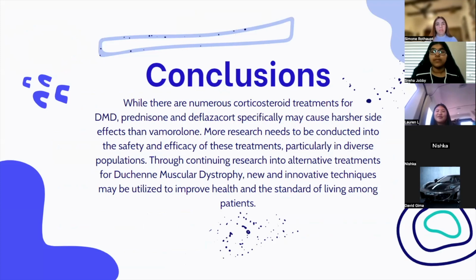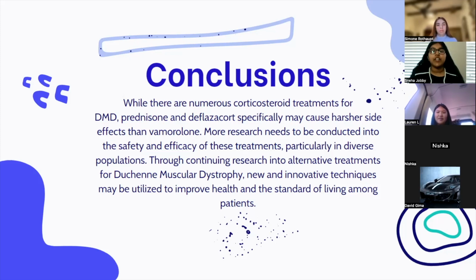To conclude, Duchenne muscular dystrophy is a rare genetic X-linked disorder that causes progressive muscle degeneration. While there are numerous corticosteroid treatments for DMD that slow rates of disease progression, standard steroid treatments such as prednisone and deflazacort may cause harsher side effects than vamorolone.